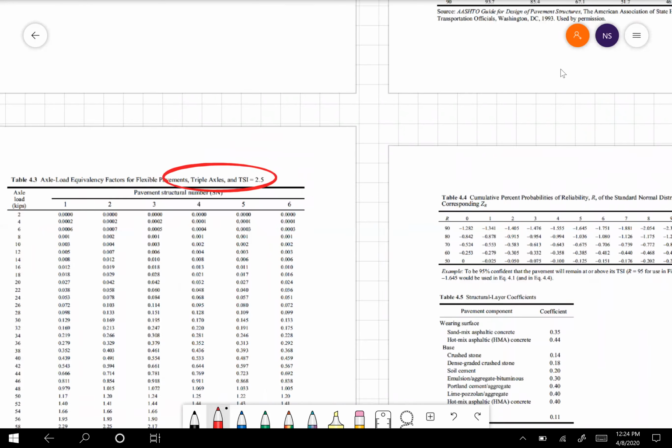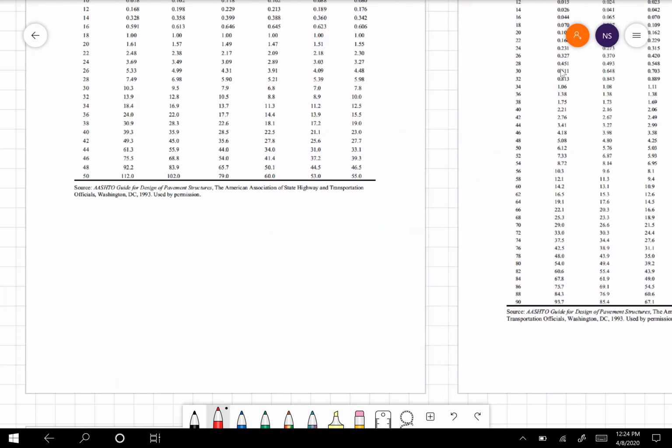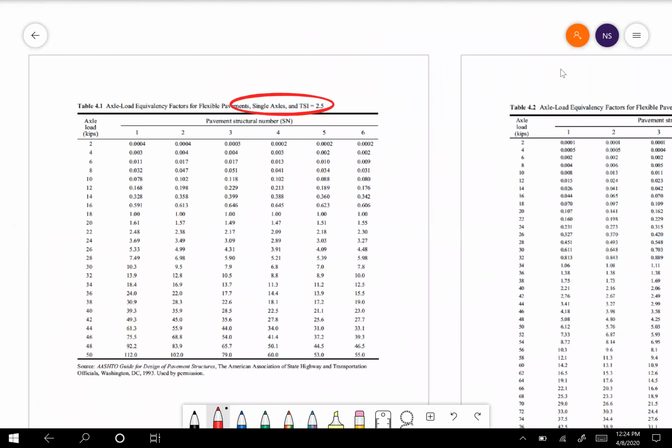And then over here, we have the reliability level, the Z scores. This is the Z score for the reliability levels. And the last one is the structural layer coefficients. That's the last step in the design process. Okay, so going back to this one.